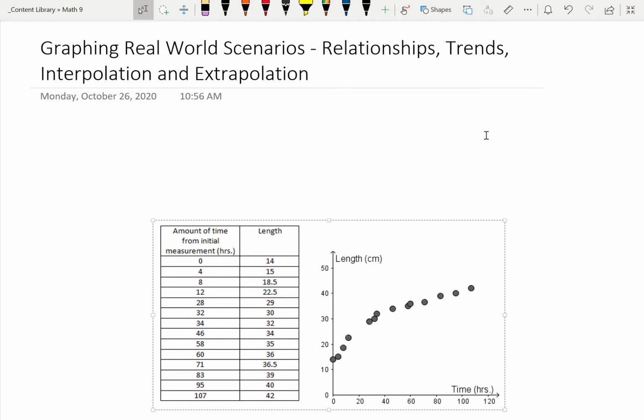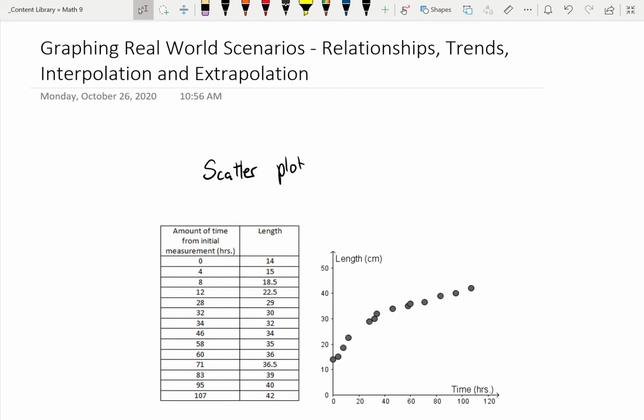Today, we're going to wrap up our real-world graphing scenario. So this is kind of finishing up our linear relationships. What I'm going to talk about today are some things that can connect what we've been learning to the real world, which is what it's all about. To start, I'm going to show you the idea of what's called a scatterplot.